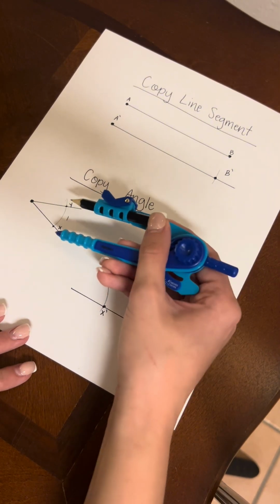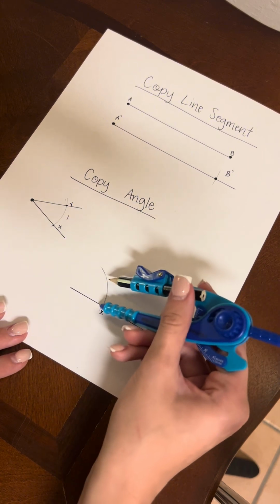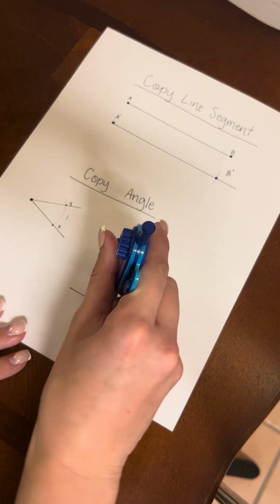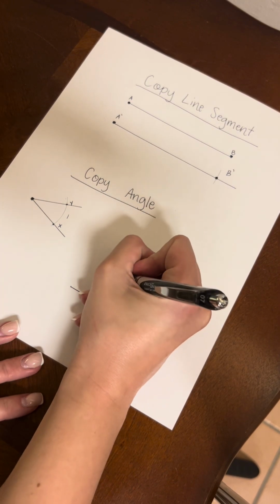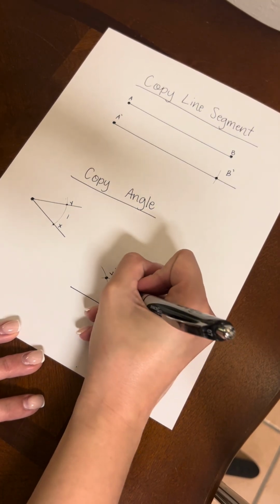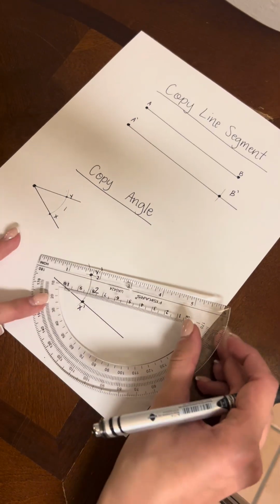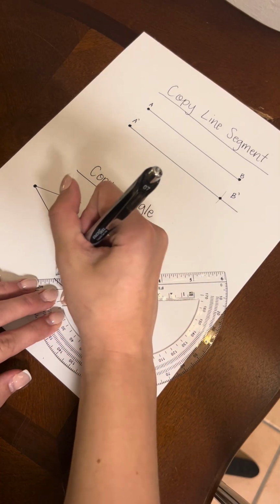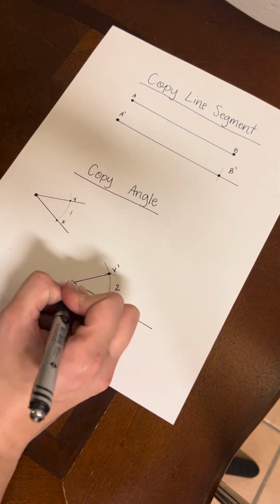Next, we're going to measure the distance between our point X and our point Y using our protractor. Bring the silver point of your protractor onto your X prime and create an arc that intersects with the previous arc that we made. Next, create the point and label it Y prime. The final step is to get your straight edge and connect the beginning of your line to your Y prime. And congratulations, now we have successfully copied an angle.